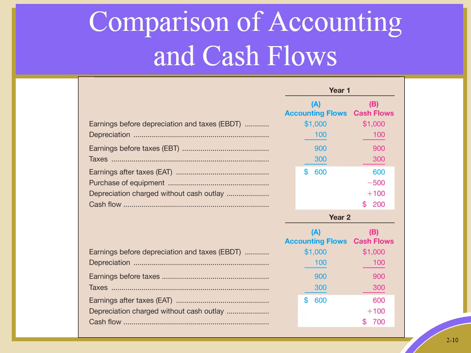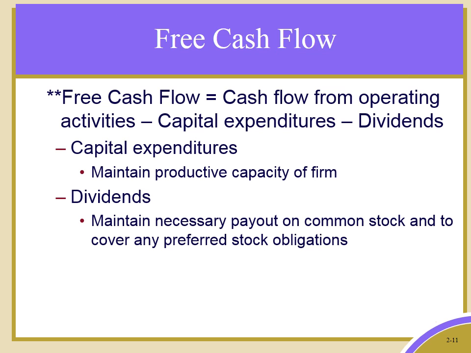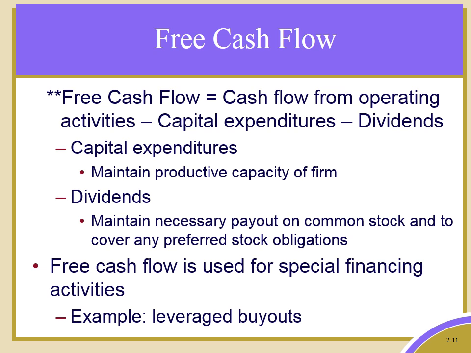And here's a comparison of accounting and cash flows. The other thing to keep in mind for your homework is understanding free cash flow. It's cash flow from operating activities minus capital expenditures minus dividends. Capital expenditures maintain the productive capacity of a firm, and dividends maintain the necessary payout on common stock and cover any preferred stock obligations as well.